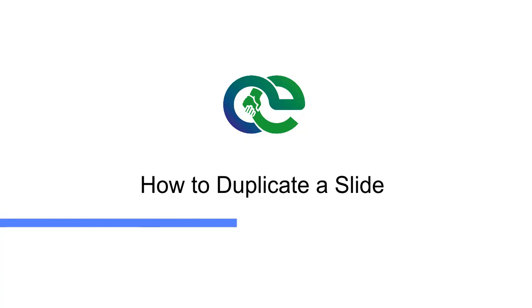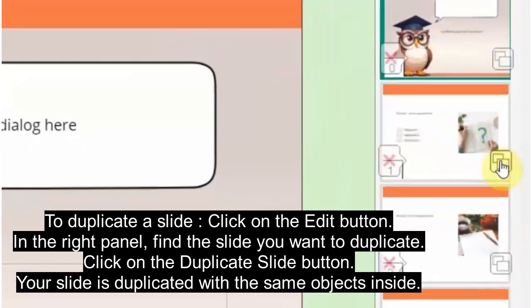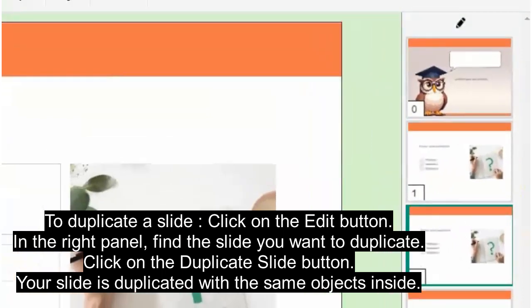How to duplicate a slide. To duplicate a slide, click on the Edit button. In the right panel, find the slide you want to duplicate. Click on the Duplicate Slide button. Your slide is duplicated with the same objects inside.